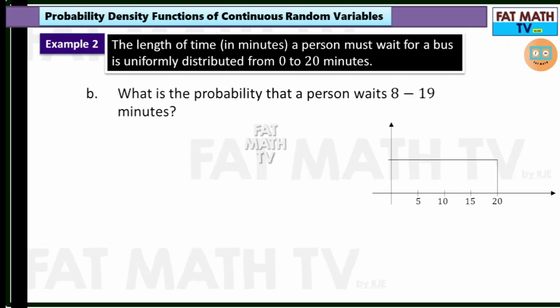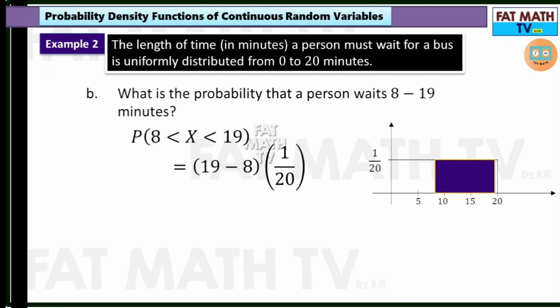B, what is the probability that a person waits 8 to 19 minutes? So that is this one. From 8 to 19, how many units is that? That is 19 minus 8. That is 11 units. So 11 times the height, which is 1 over 20, is 11 over 20. So the probability that a person waits 8 to 19 minutes is 11 over 20.